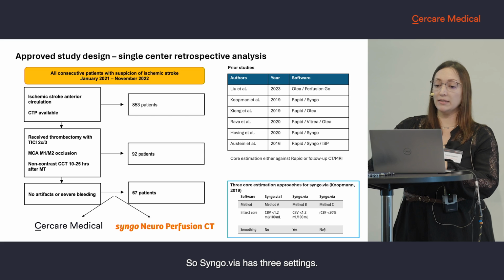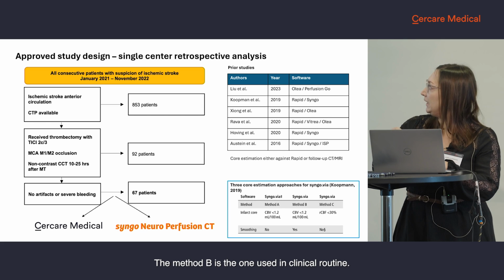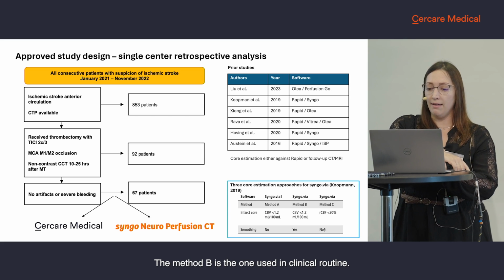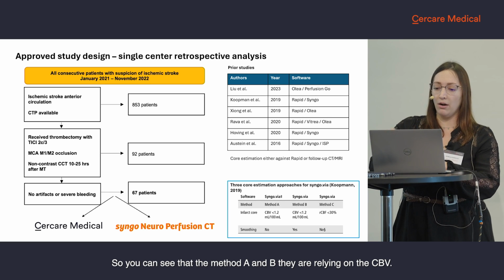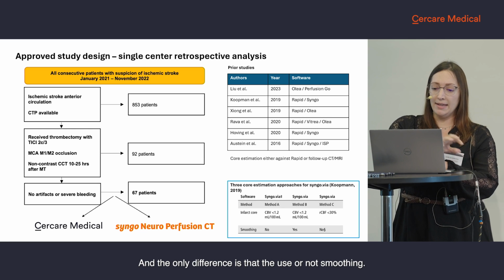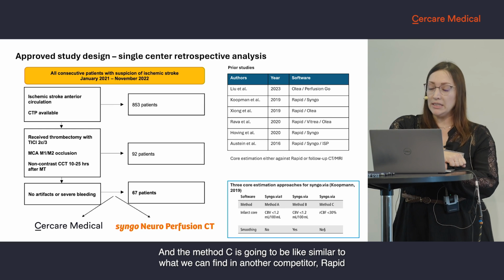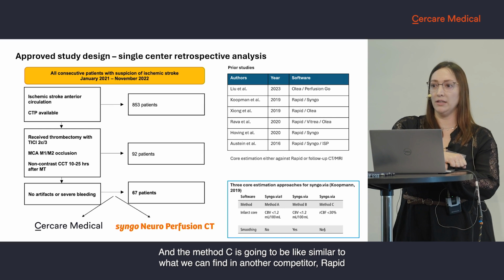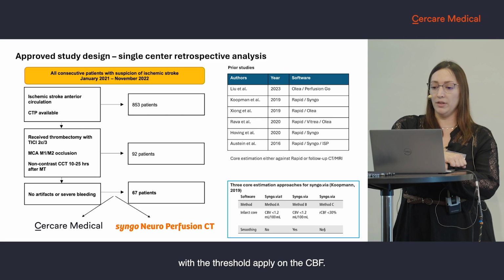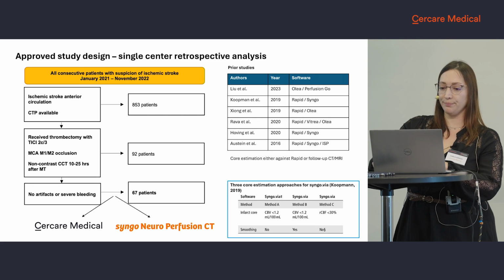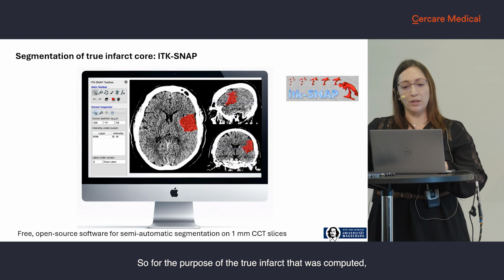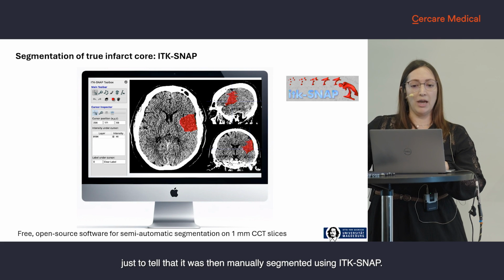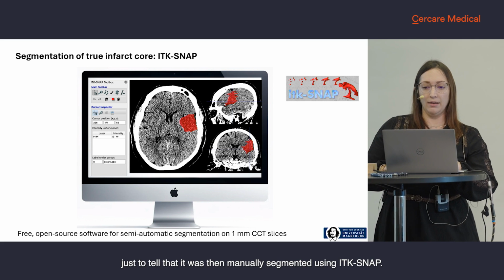So Syngo.via has 3 settings. Method B is the one used in clinical routine. You can see that methods A and B rely on the CBV, and the only difference is whether or not they use smoothing. And method C is similar to what we can find in another competitor, RAPID, with the threshold applied on the CBF. For the true infarct that was computed, it was manually segmented using ITK-SNAP.